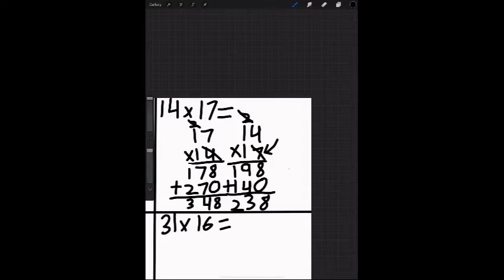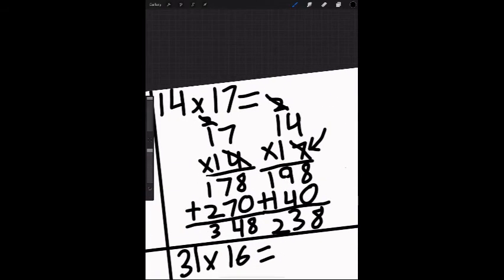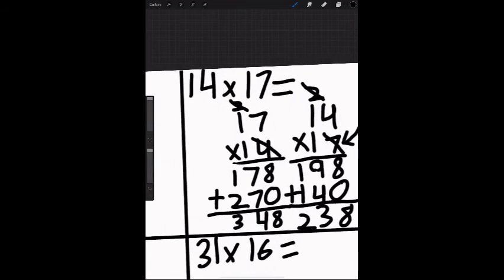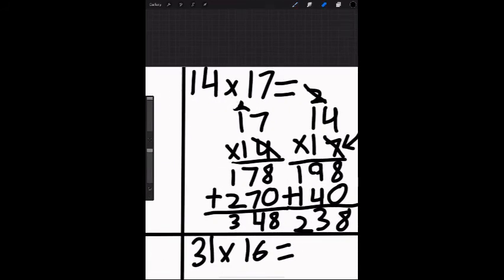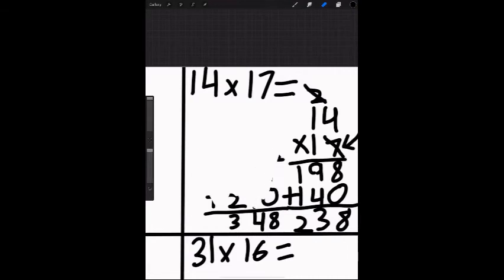Let's see. Okay, let's just bring it down a little bit. So we're gonna do 17 times 14. So 4 times 7 equals 28. And then we're gonna do 4 times 1 equals 4. 4 and 4 plus 2 equals 6.